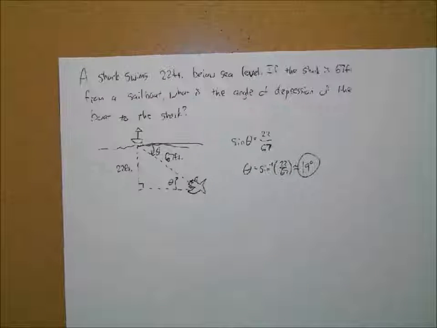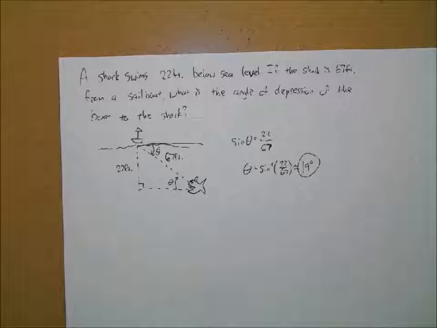So about 19 degrees there is what you should have gotten. 19 degrees. Okay, 19 degrees. Gets a little bit tricky here. These problems seem like they should be so simple. We're just drawing a triangle and layering it. But those angle of elevation, angle of depression problems can be tricky about locating those thetas.